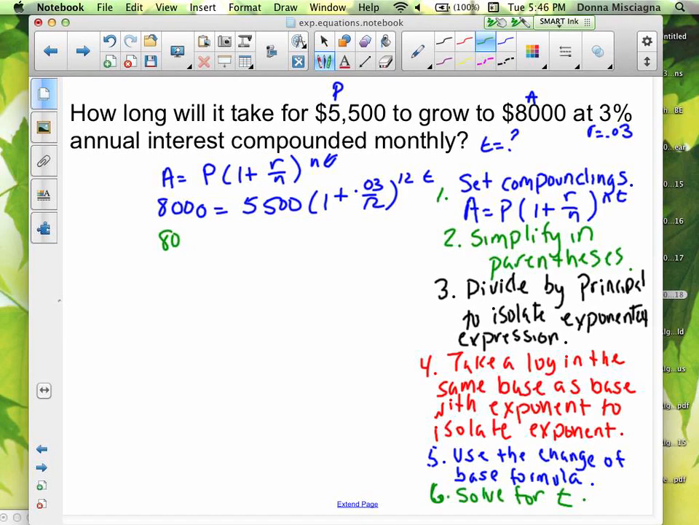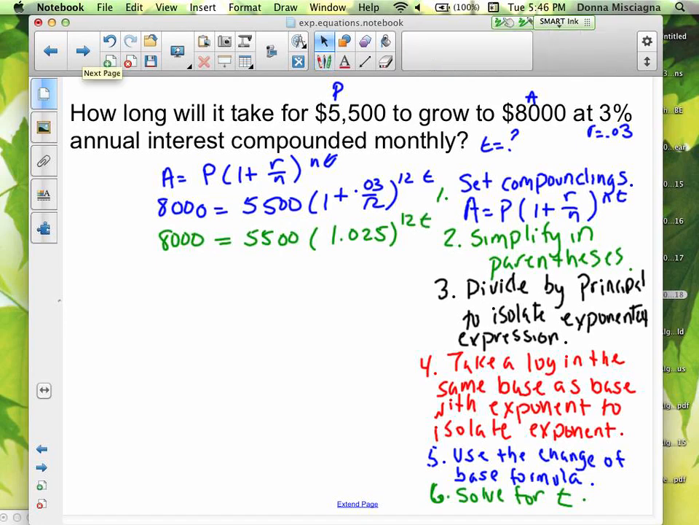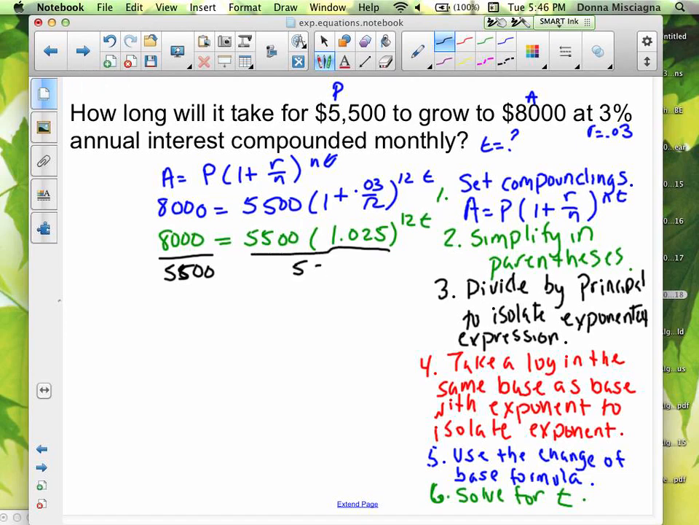So 8,000 equals 5,500, and now we know that this is 1 plus 0.025. So I'm just going to put that. All right, there we go. Now we'll divide both sides by 5,500. So either order was correct. That doesn't make a difference whether I divide first and then simplify, or I simplify and then divide. All right, so that's going to reduce. We saw that's going to be 16 11ths equals 1.025 to the 12t power.